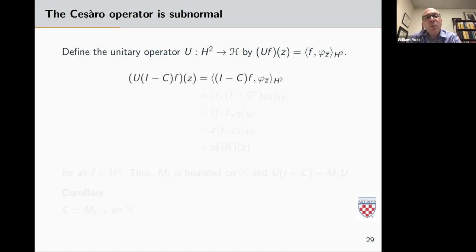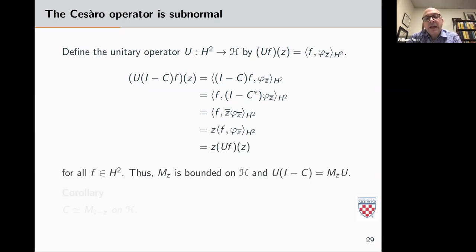Kind of in the obvious way. Well, let's see what we get. If I take U of (I minus C) applied to an H2 function, evaluated at z, here's the definition of U. Then I move the C star to the other side, and now I use the fact that phi is actually an eigenvector. I notice that the variable of integration, thankfully, is not z bar, so it comes outside as a constant. And then I'm looking at z times Uf. This says a couple of things. First of all, multiplication by z is a well-defined and bounded operator that's unitarily equivalent to I minus C. So I'll state that the Cesaro operator is unitarily equivalent to multiplication by 1 minus z on script H.